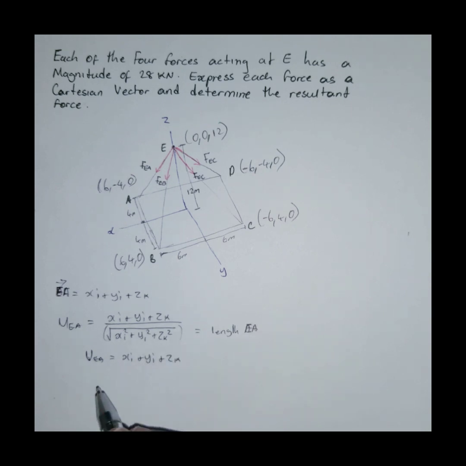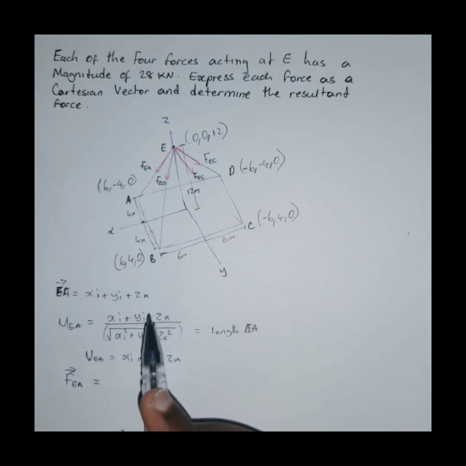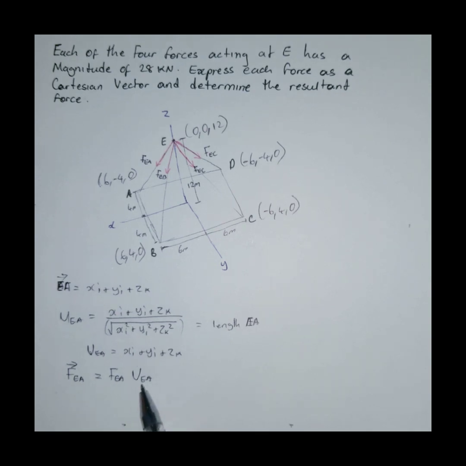Okay, so expressing our force FEA in Cartesian vector form would be the magnitude of FEA, which we've been given as 28 kilonewtons, multiplied by the unit vector UEA, and that's how we express a given force in Cartesian vector form, while making use of the unit vector of its position vector. So let's get into it.